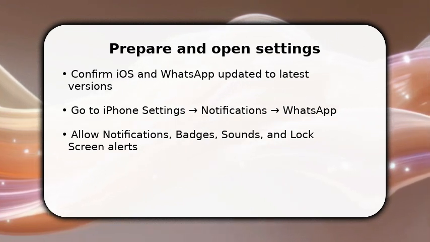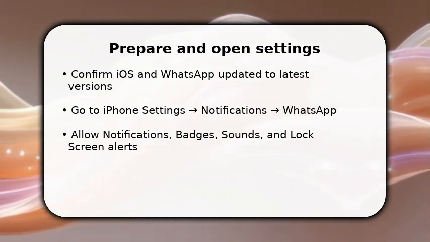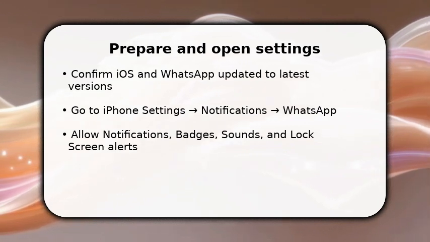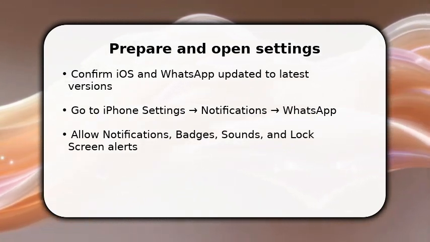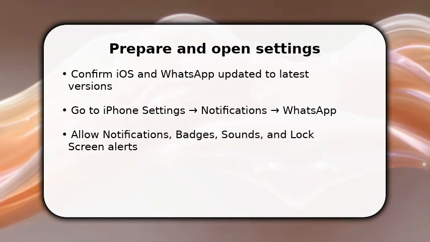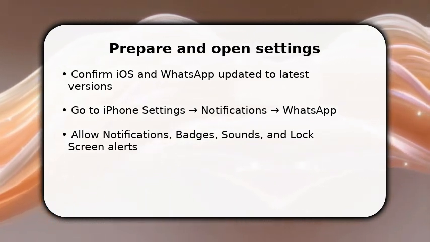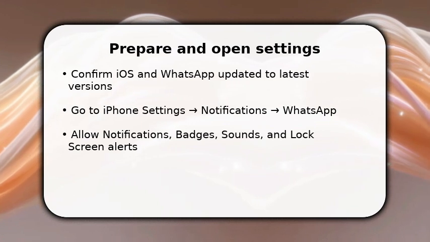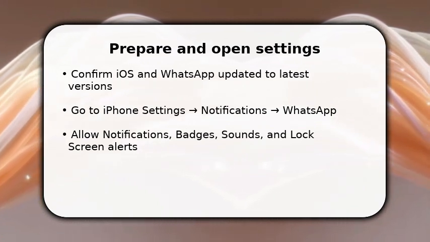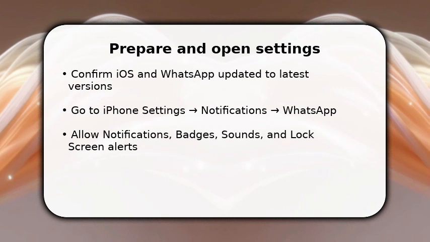Now find WhatsApp in the app list and enable Allow Notifications, Badges, Sounds, and Lock Screen Alerts so the app can push alerts. This immediate step gives WhatsApp permission to show banners and badges. It's essential because without it, the rest of these customization steps won't take effect.